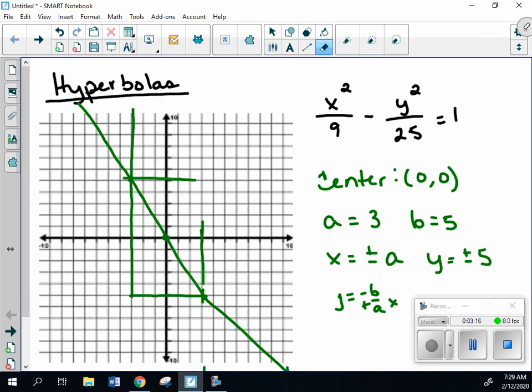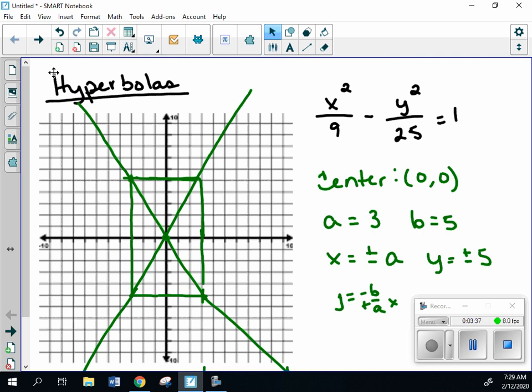You can leave yours there. It's not a big deal, so don't feel like you need to erase that. All right, so I've got my asymptote lines drawn in roughly here. And then you're going to use the rectangle and the asymptotes to guide your drawing.